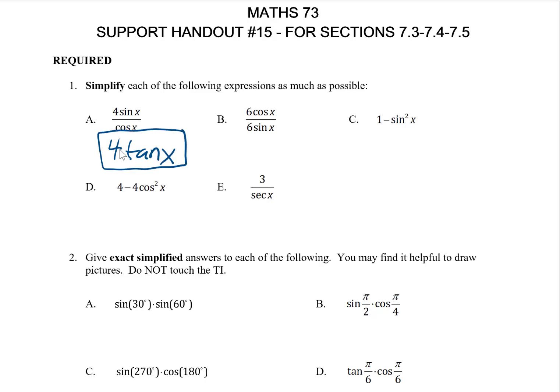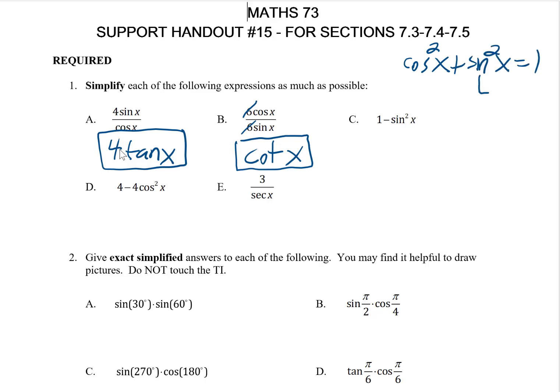Letter B, the 6's can certainly divide out, and then I have cosine over sine. That's another quotient identity. That's equal to cotangent x. Letter C, I know has something to do with the Pythagorean identity. Looks like all I would have to do is move this sine squared over to the other side, and then it would say 1 minus sine squared x equals cosine squared x. And so that would be the answer here.